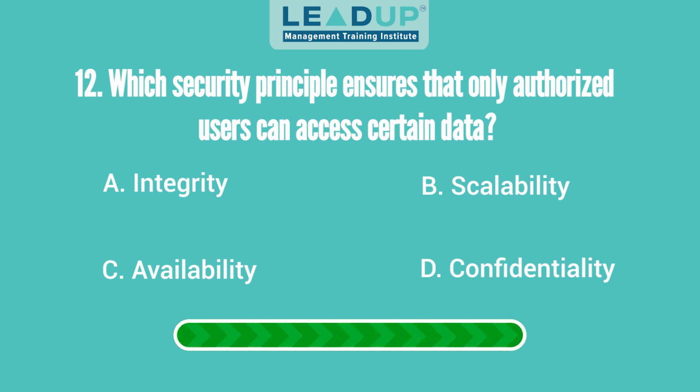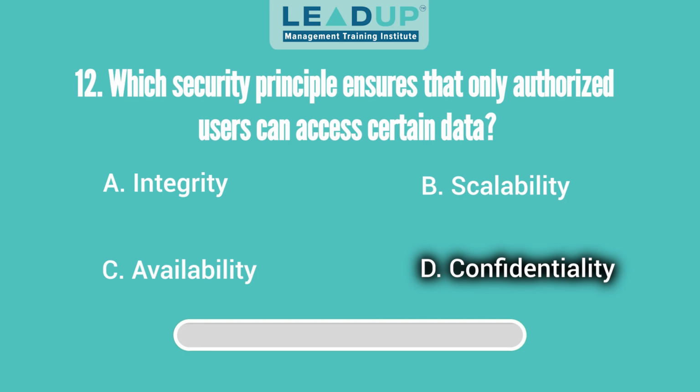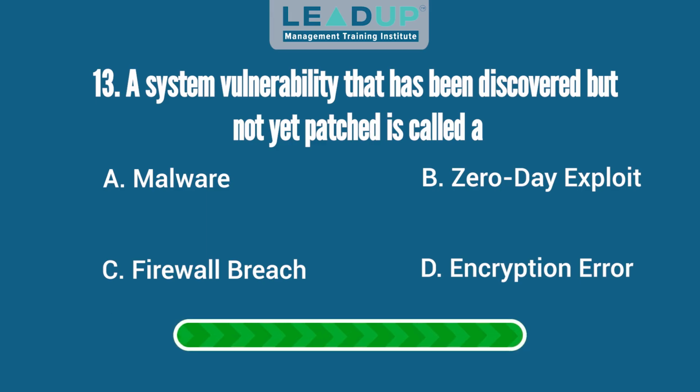Question 12. Which security principle ensures that only authorized users can access certain data? A. Integrity. B. Scalability. C. Availability. And D. Confidentiality. Answer: confidentiality.